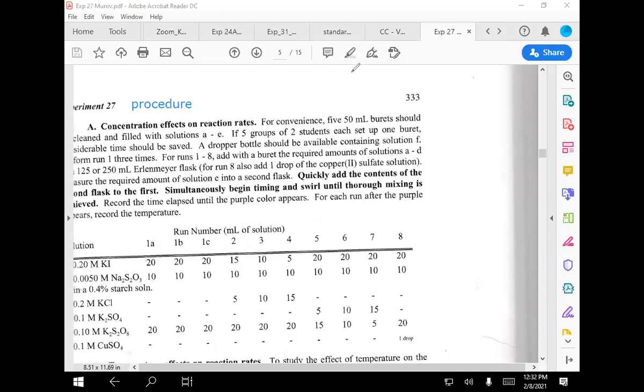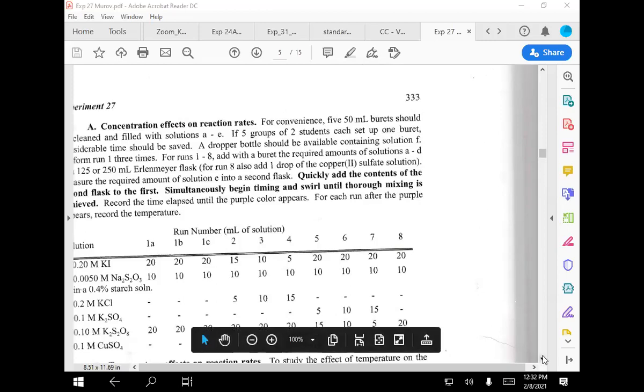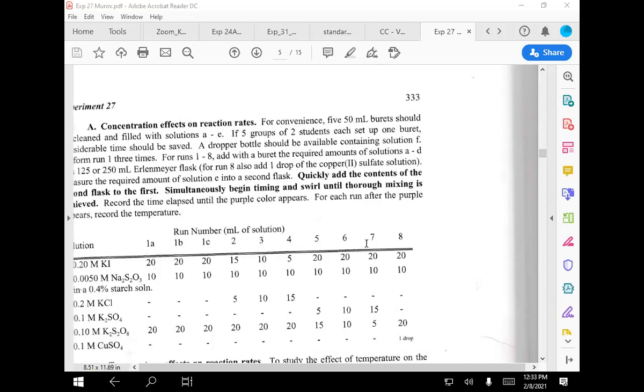So this is how you would follow the procedure for what to do in the experiment. And you end up doing 1A, 1B, 1C, and then 2, 3, 4, 5, 6, 7, 8. You would do all of these.